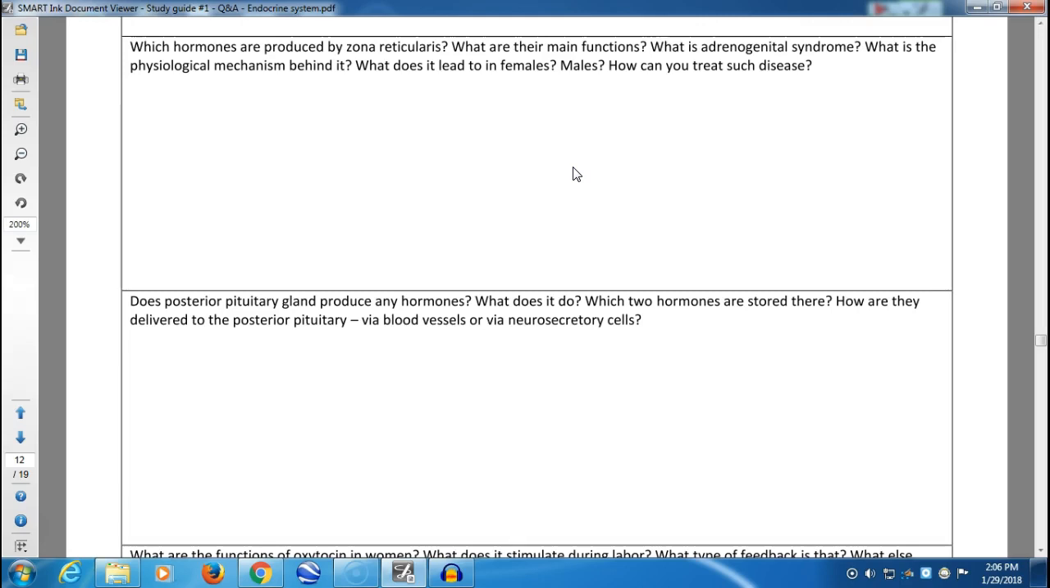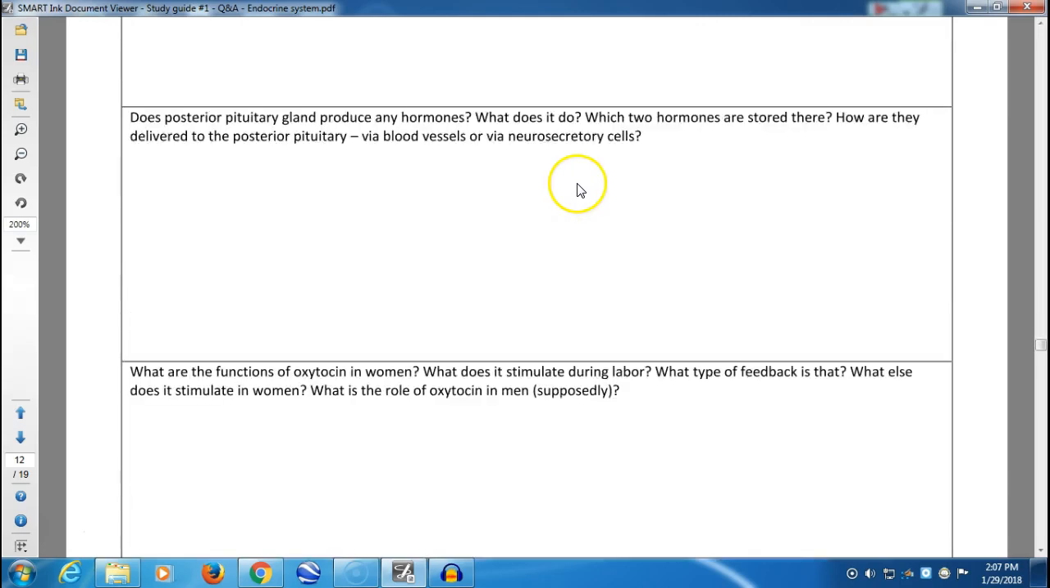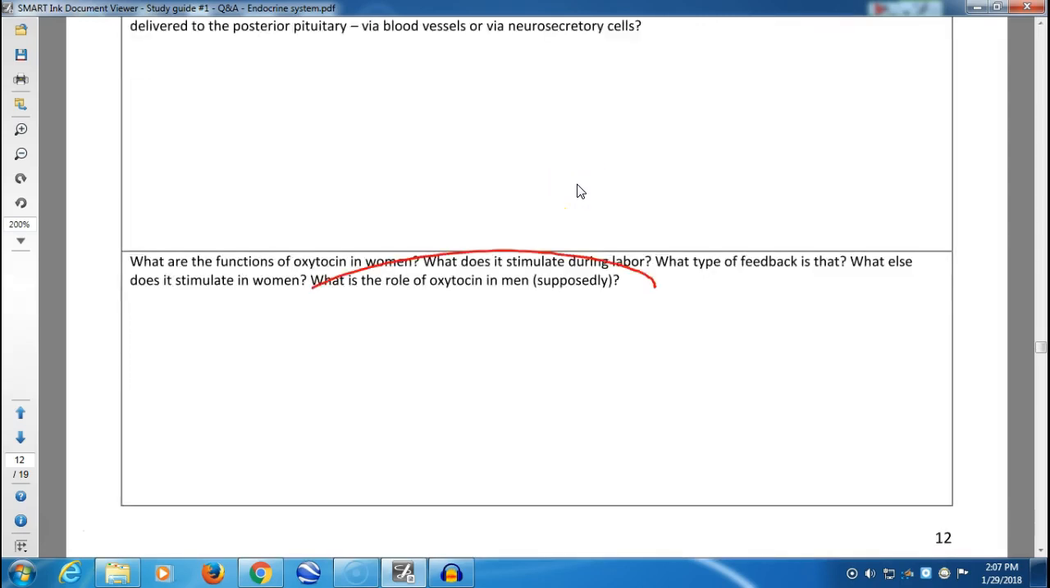How are the hormones from the hypothalamus delivered to the posterior pituitary? Via the hypothalamic-hypophyseal tract, which is pretty much axons of the nerve cells. Does that make sense? The role of oxytocin in men, supposedly, maybe, bonding, maybe not.